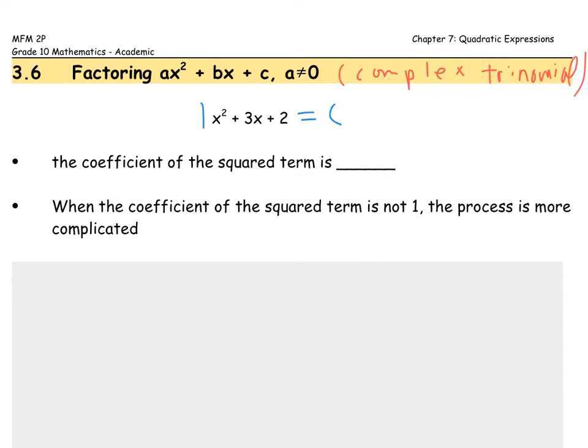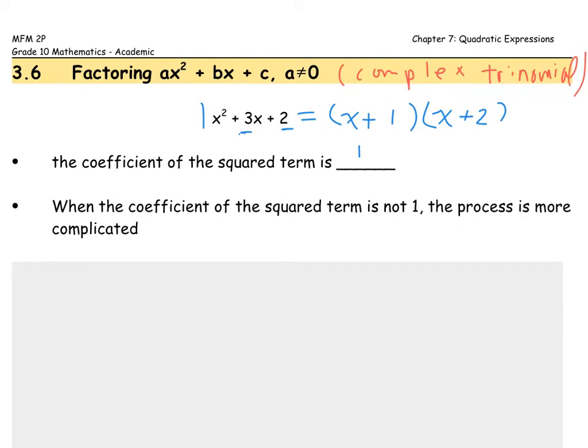I know I'm going to have an x in my first spot in both brackets when I factor this, and I'm looking for two numbers that will multiply to give me 2 and add to give me 3. And so I know that's going to be positive 1 and positive 2. And so now it's factored, right? So that's the simple way to factor a simple trinomial, when the coefficient of the squared term is 1.